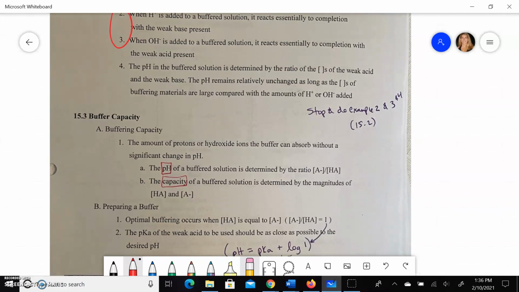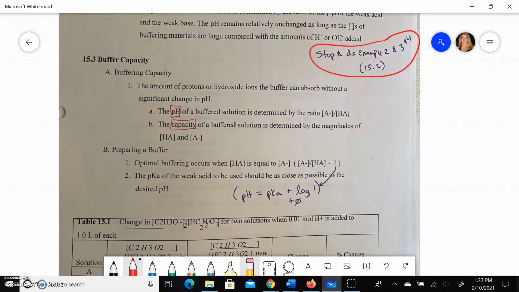I'm going to do these examples, it says staff would do these. I'm going to do these in the next video. Let's just go ahead and finish up the notes section for today. The last section for today is the buffer capacity, and that is basically how well the buffer will be able to maintain the pH before it actually starts to change.